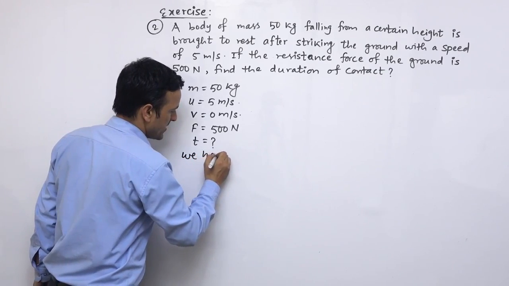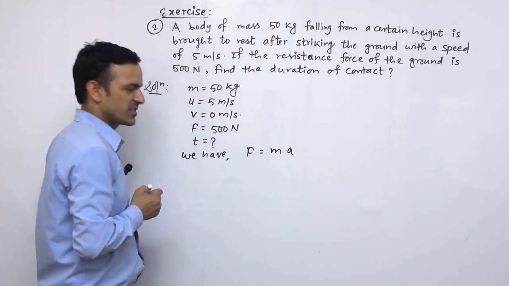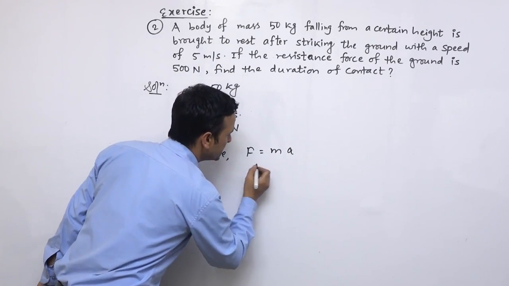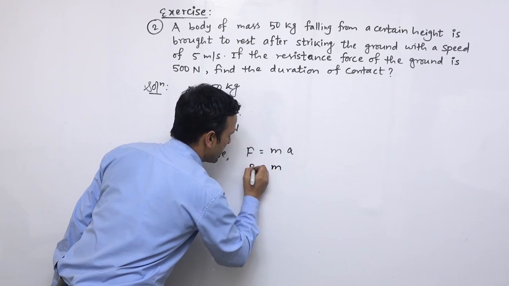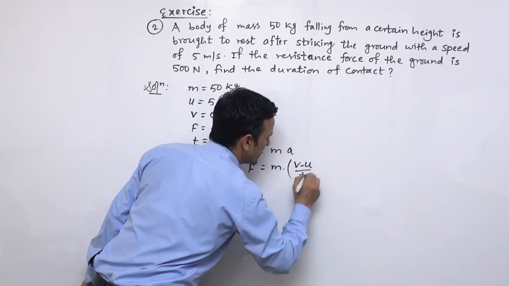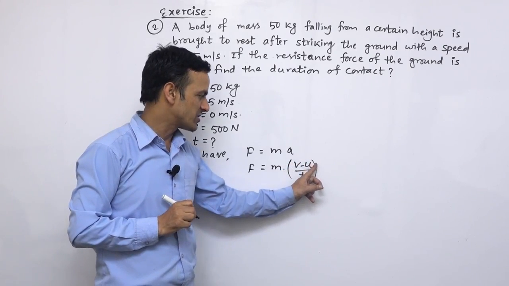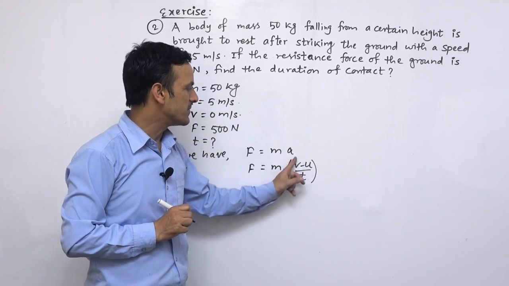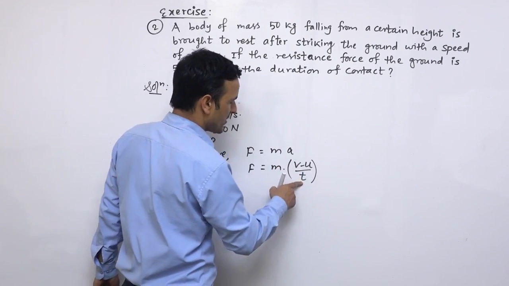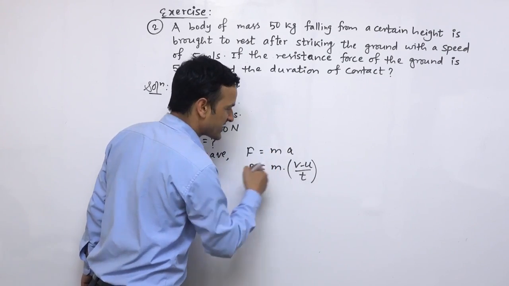We have F is equal to m times a. This is Newton's second law of motion. F is equal to m times a, and a means (v minus u) divided by t. This is the formula of acceleration: change in velocity divided by time, the rate of change of velocity per time or per second. So this is the definition of acceleration.